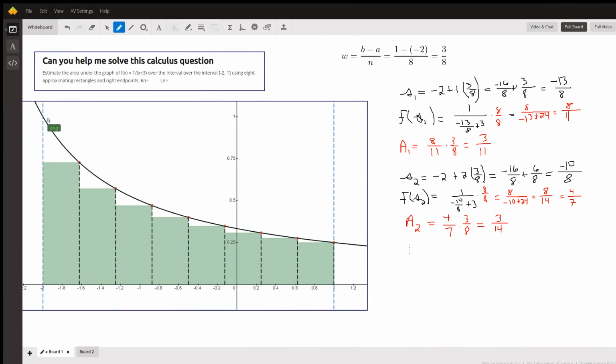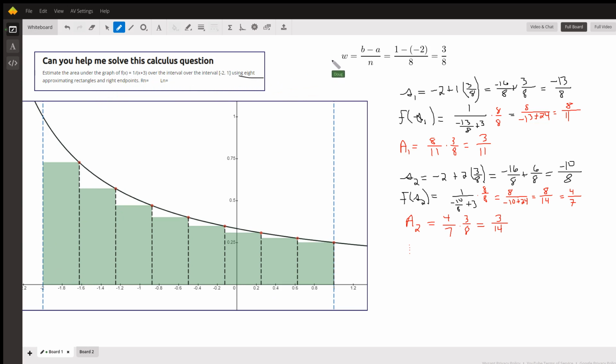Okay, you're asked to estimate the area under the graph of 1 over x plus 3, which this is the graph of that function, or at least a portion of it. And you're supposed to use right-hand endpoints over the interval from -2 to 1. And we're using 8 rectangles.